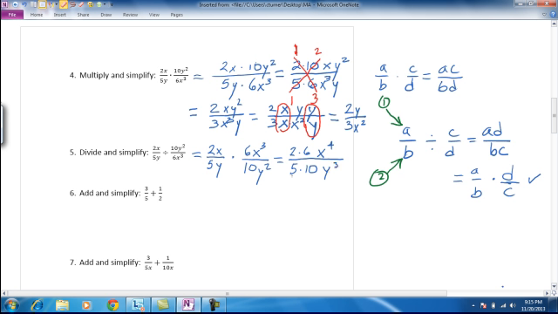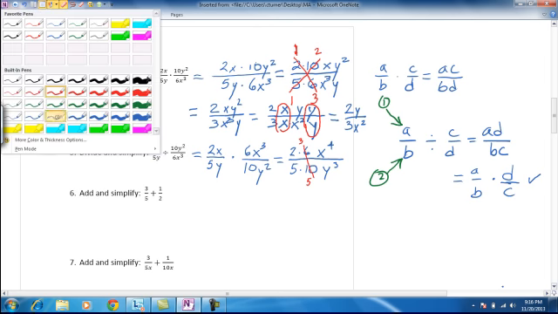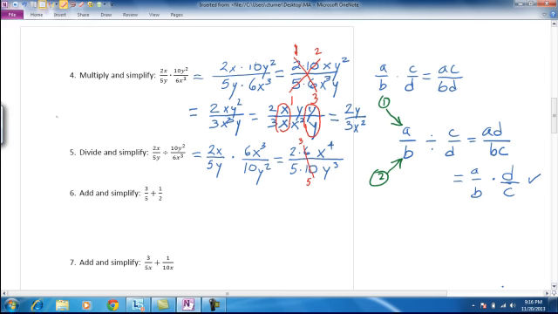Now 2 and 5 don't have any common factors, but 6 and 10 do. 6 and 10 have a common factor of 2. 2 goes into 6 3 times, into 10 5 times. Now, looking at the variables x to the 4th and y cubed, because those are different variables, we're kind of stuck with those. We can't cancel anything out there. Our final answer will just have those parts in it.